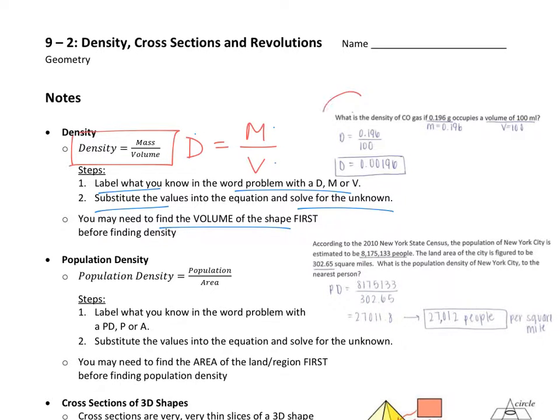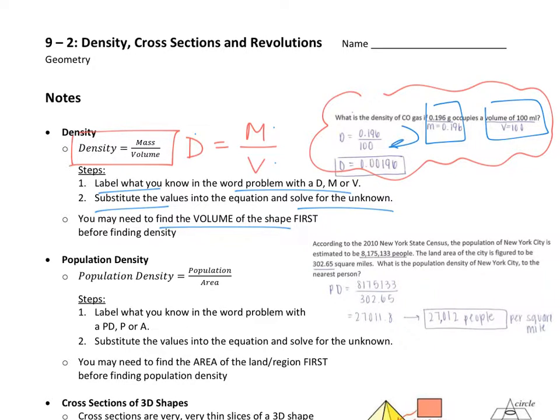So you can see this little example over here. It says what is the density if 0.196 grams occupies a volume of 100 milliliters. So we have D equals M over V, where they gave us the mass, 0.196 grams, and they gave us the volume. So we're plugging into the formula, just simply dividing, and we get the density.